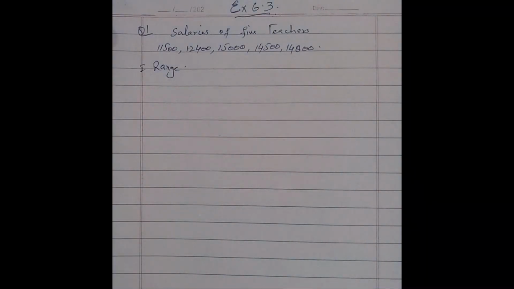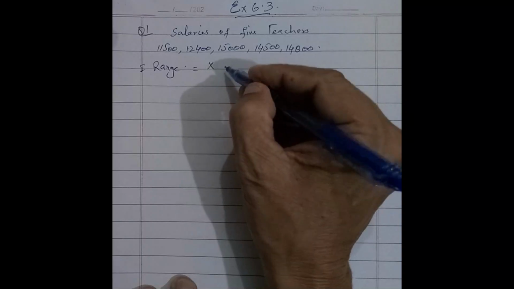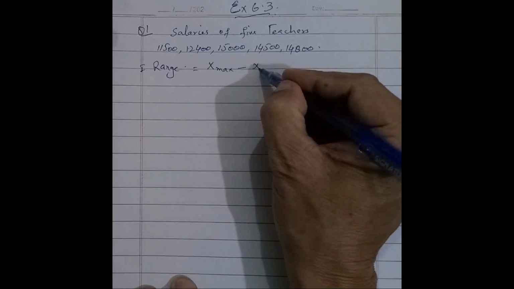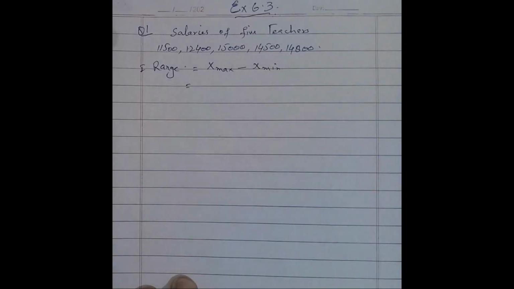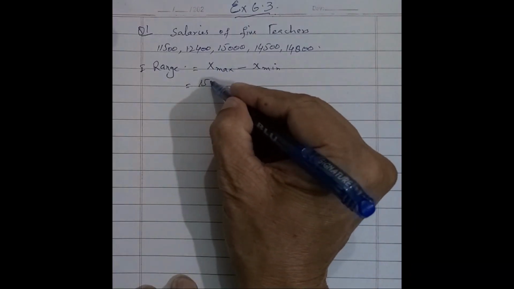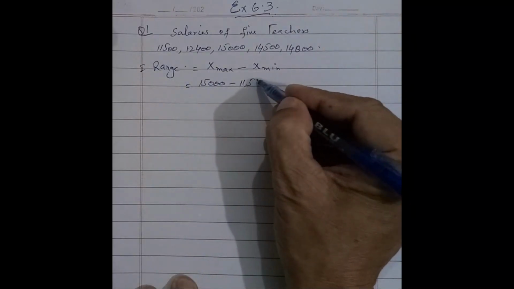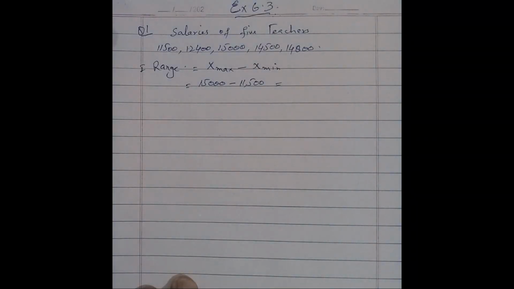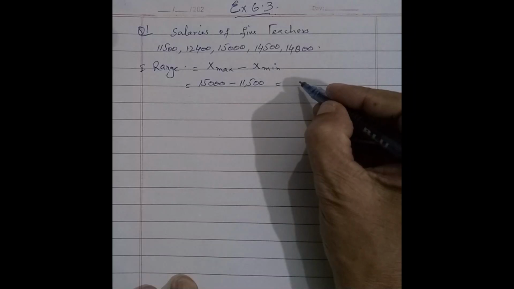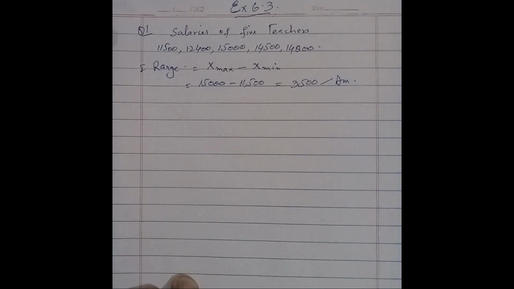and we know that the range is the difference between the maximum value and the minimum value, which is equal to maximum value minus minimum value. In this data, the maximum value is 15,000 and the minimum value is 11,500. And the answer is 3,500.